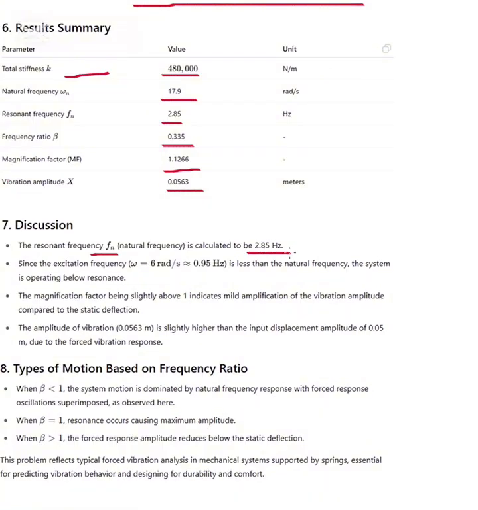The natural frequency is calculated to be 2.85. Excitation frequency is 6 radian per second, giving a ratio of 0.95. That is much less than the natural frequency. The system is operating below resonance. The magnification factor being slightly above 1 indicates a mild amplification of the vibration amplitude compared to the static deflection. Amplitude of vibration is 0.0563 against the initial displacement of 0.05 due to the forced vibration response.